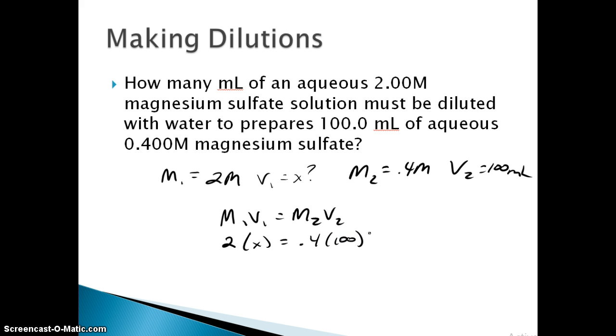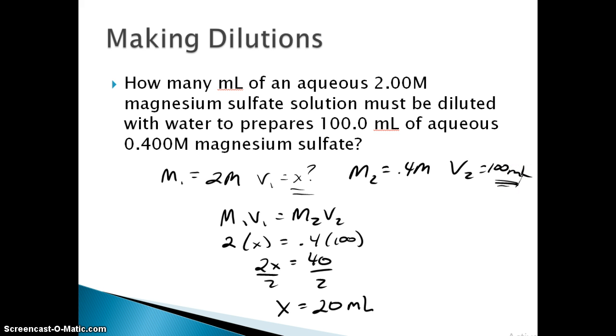So we're going to then just do our math. We have 2x equals 100 times 0.4, which is 40. And we're going to divide both sides by 2 to get rid of that 2. And we have x equals 20. Now this is going to come out in milliliters because our original volume was in milliliters. Remember we said our volumes just needed to match. And so if we started out in milliliters, we're going to end in milliliters.